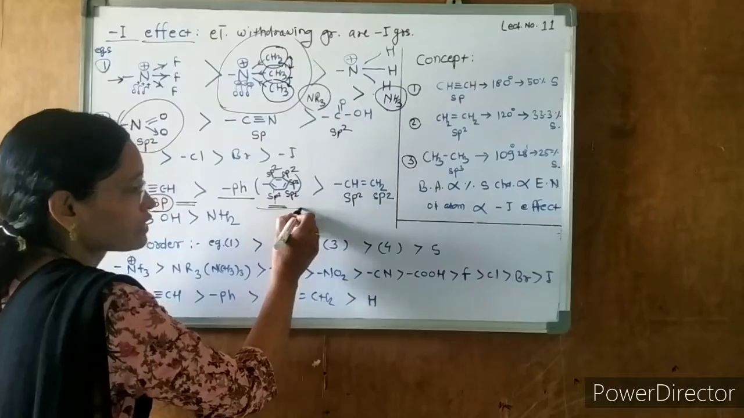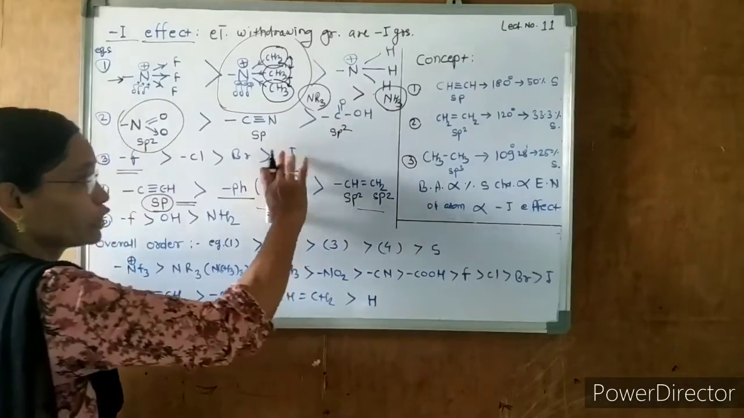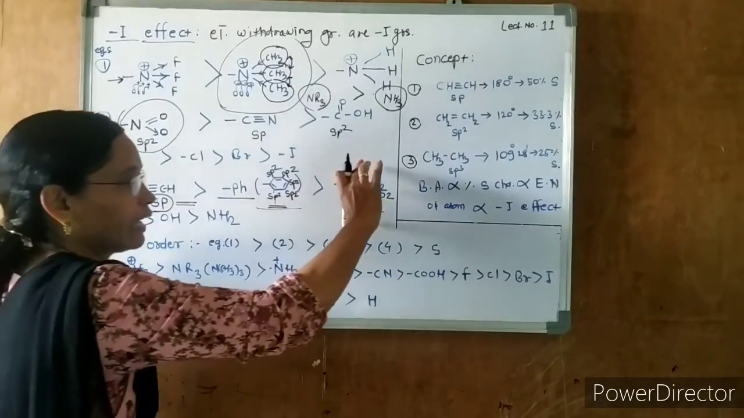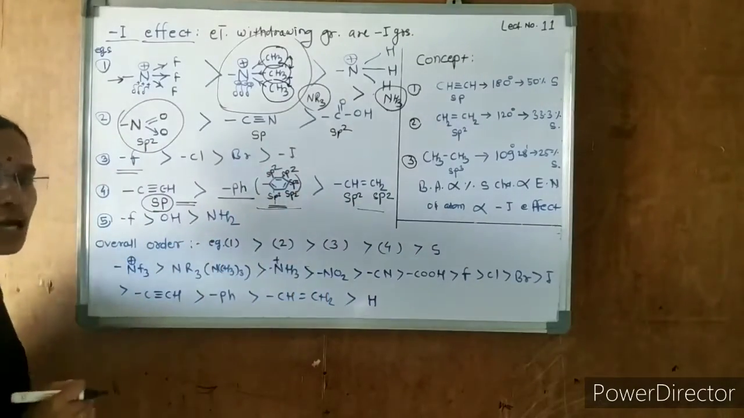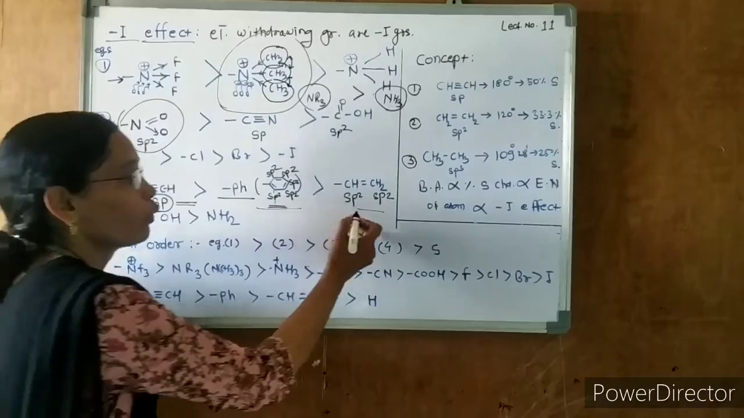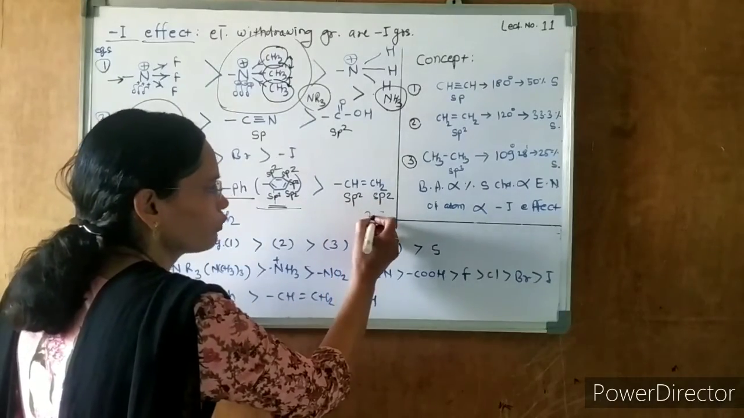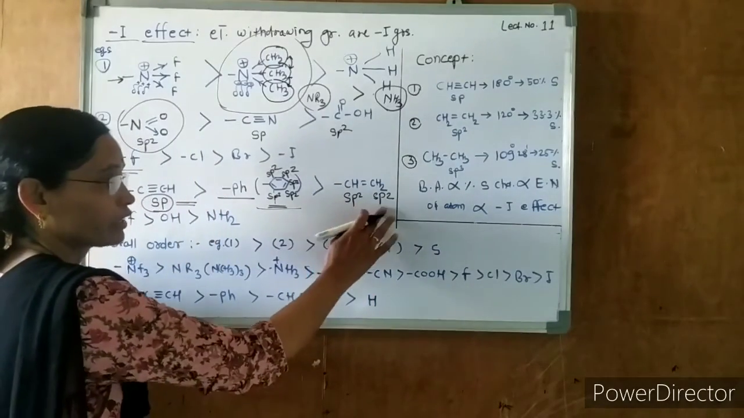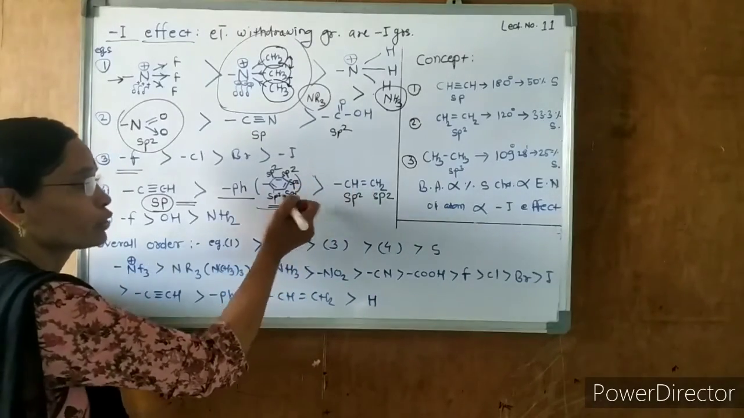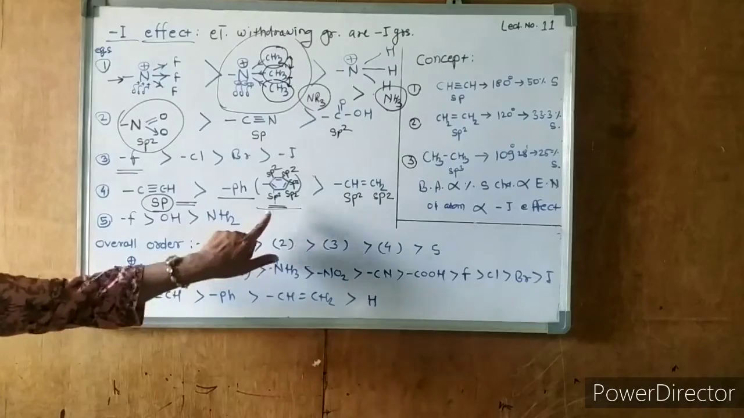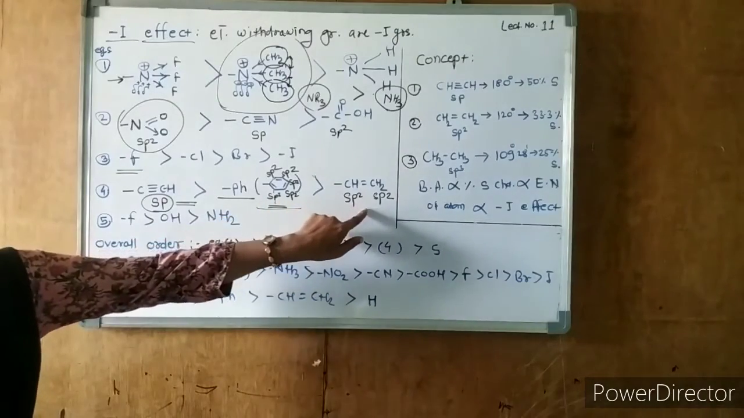is the electronegativity of this group larger than this? Why will this group show more minus I effect than that of this group? The reason is that here more sp2 hybrid carbons are there, right? And here only 2 are present. Here only 2 carbons bear the sp2 hybridization. This group will show more minus I effect than this group, right?